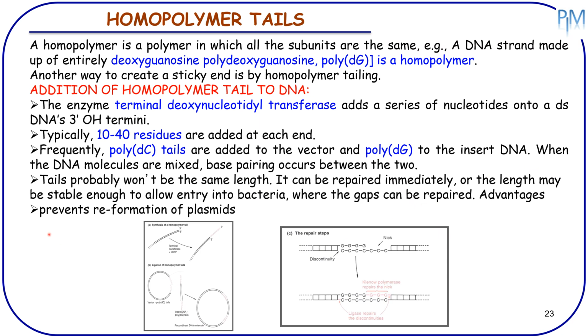When the DNA molecules are mixed, base pairing occurs between the two. Tails probably won't be the same length. It can be repaired immediately, or the length may be stable enough to allow entry into bacteria where the gaps can be repaired. The advantage of these methods is that it prevents reformation of plasmids.